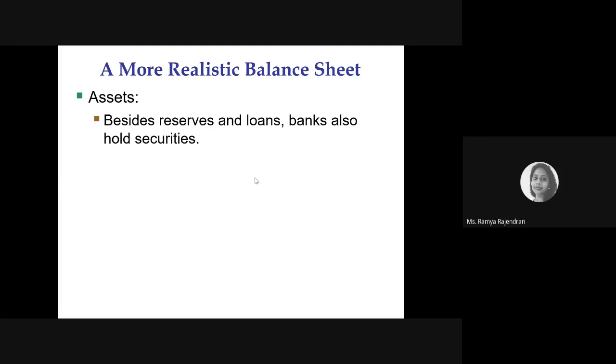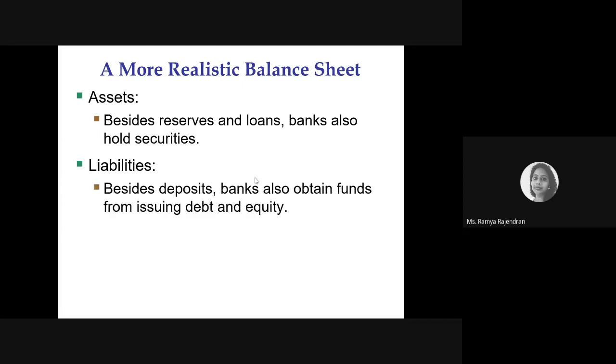So just understand the words that will be used. First one is assets, and that's what we saw. Besides your reserves and loans, a bank will also be having securities. Okay, so they'll be issuing securities as well. If you are following the stock markets, you'll be able to understand what securities are.